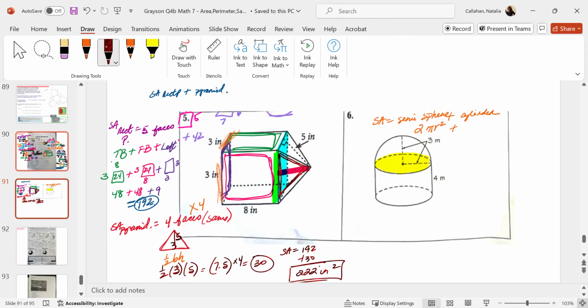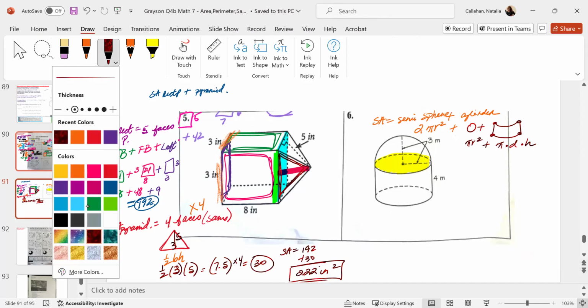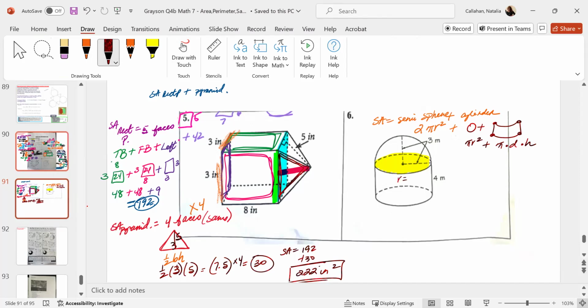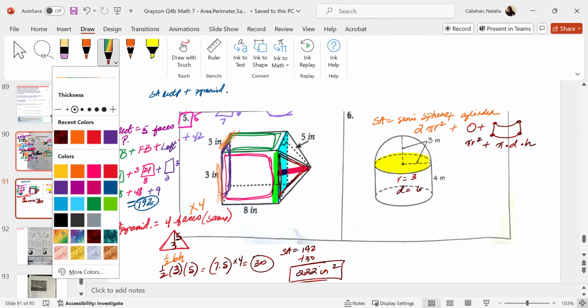Okay, now what are the faces of the cylinder? A circle? This outline part, right? Area of a circle is pi r squared. How do you find this rectangular wraparound thing? Pi times diameter. There you go. That's our goal, right? Now let's look for the diameter. What's the diameter here? Or what's the radius? Radius is 3. What's your diameter then? 6. Okay, let's go and plug this in.